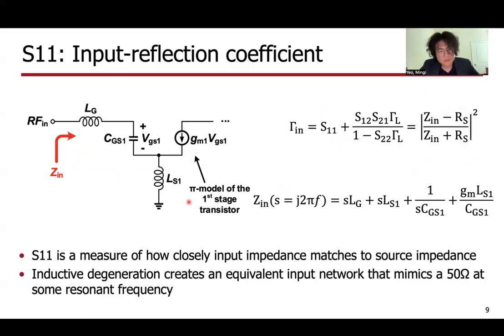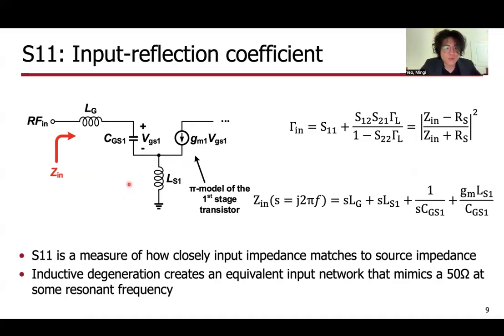But the question here is that the input impedance of a transistor is usually capacitive. How can we mimic a 50 ohm resistor? One of the most popular techniques is placing an inductor at the source of the transistor. This is called an inductor degeneration technique.